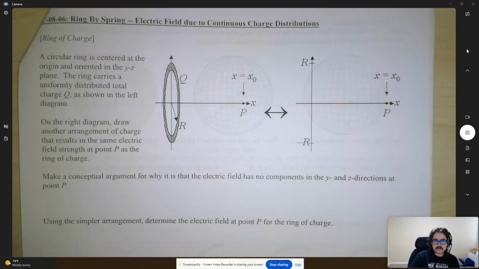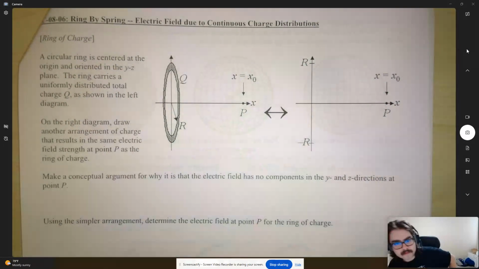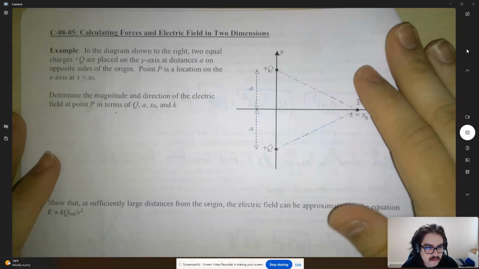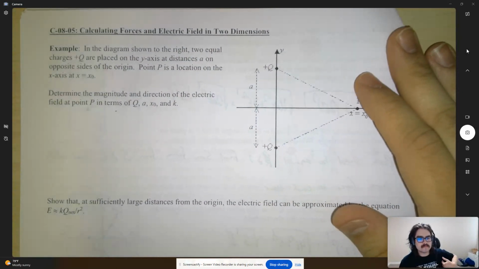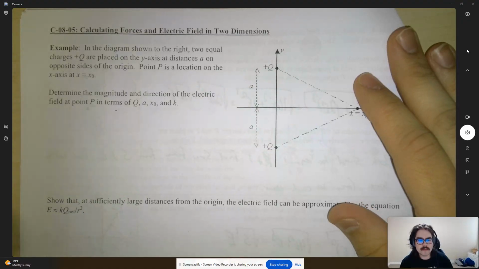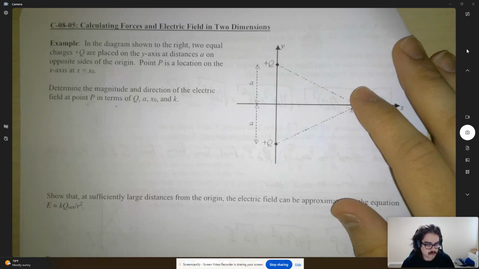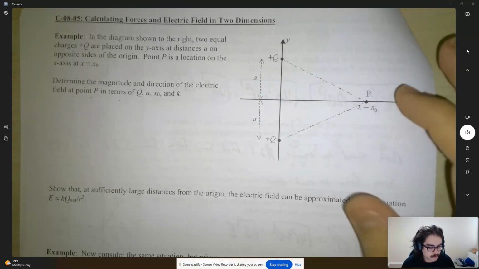All right. This is, oh nope, that's the next section. Sorry, this is the section that we're doing, the fifth part: Calculating forces in an electric field in two dimensions. This is what we're gonna do, and this actually leads into the next section. So I wasn't entirely wrong there, right?